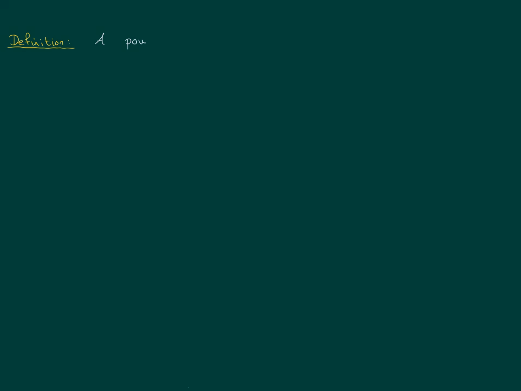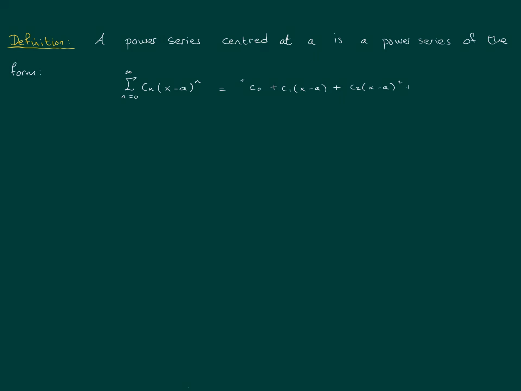A power series centered at A is a power series of the form sum Cn (x minus A) to the n, from n equals 0 to infinity. Expanding this out in the dot dot dot notation, this would be C0 plus C1 (x minus A) plus C2 (x minus A) squared plus C3 (x minus A) cubed, and so on.